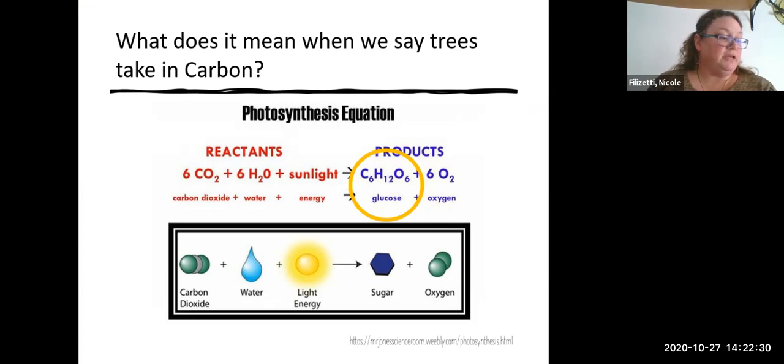You've probably seen an equation like this before, which is showing the chemical steps that are happening in a tree's cells during photosynthesis. Carbon dioxide comes into the tree through its leaves, combines with water from the roots and energy from the sun, which is captured by the pigments in the tree's leaves like chlorophyll. This chemical reaction gives off two important things: glucose, or sugar, which the tree uses to grow, and oxygen.